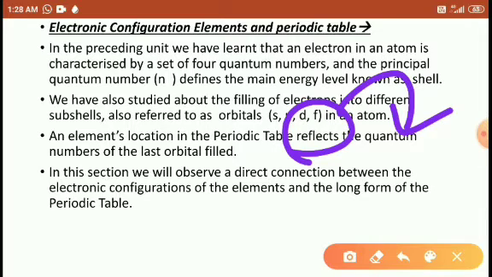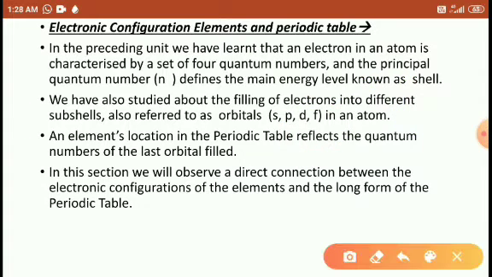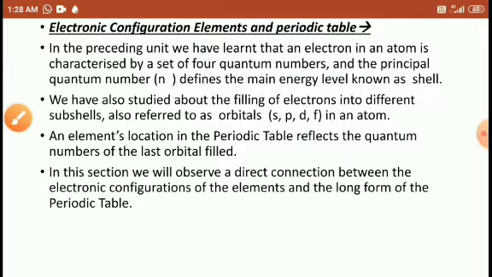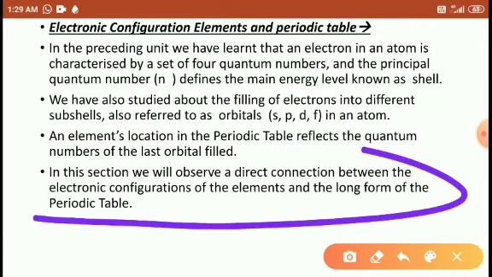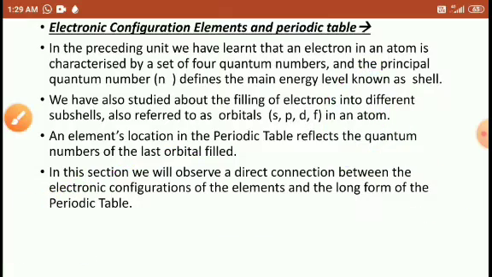So what are the quantum numbers? In the quantum numbers we arrange the electrons in the atom in increasing, higher energy levels. The same thing happens in the periodic table: we arrange the atoms in increasing energy levels, right students? So the direct connection between the electronic configuration of the elements is the long form of the periodic table, which is arranged with the help of the quantum numbers.